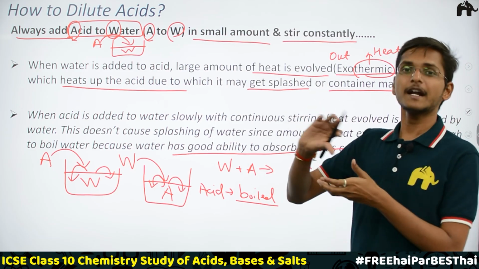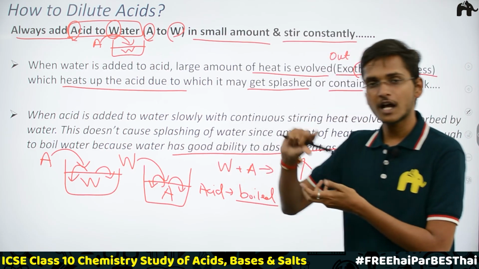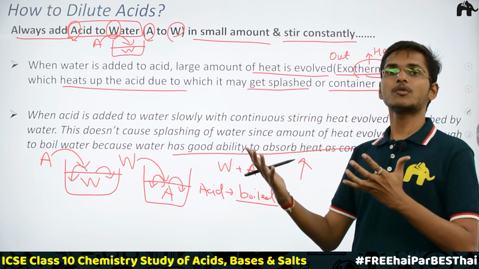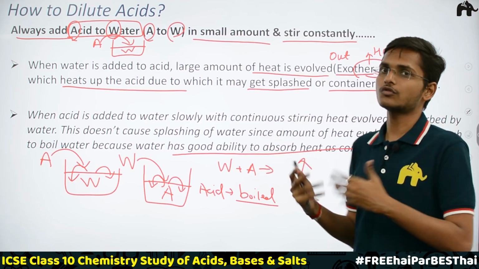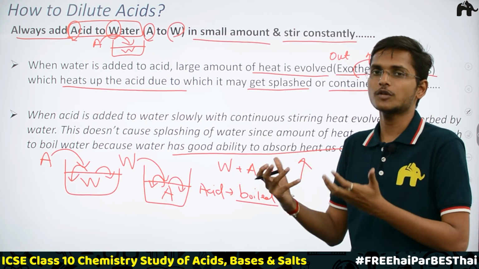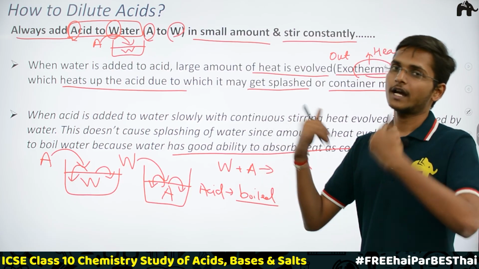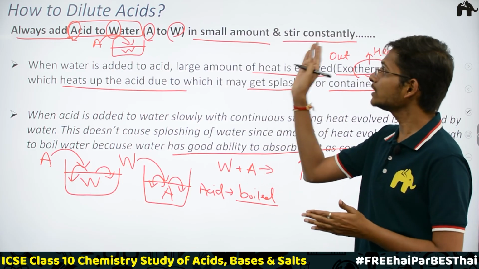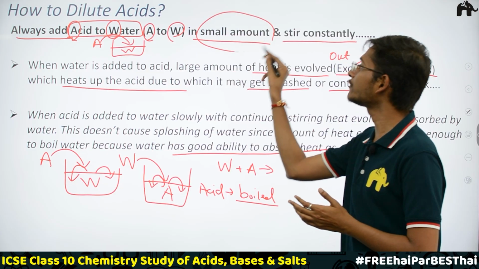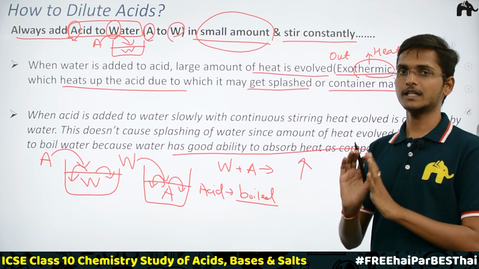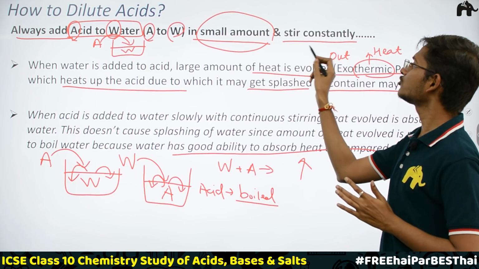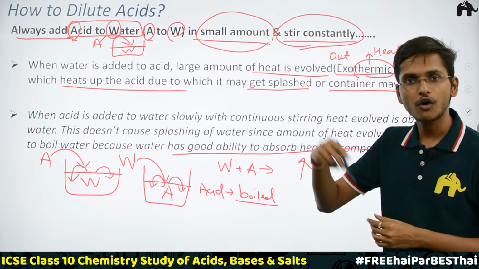If you would directly add acid in large amount to water, what would happen? Large amount of heat would be evolved. Now in this case, water would not be able to absorb all that heat, and the solution may splash up. So that's why you should add in small amount. This also you have to remember very clearly. And while adding, you have to stir the solution constantly.